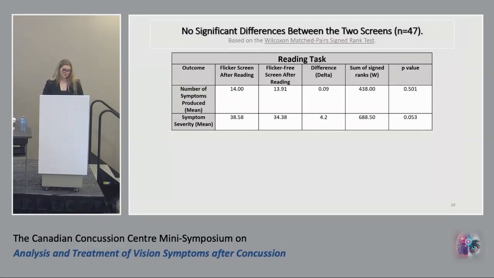When we did our statistical analysis to compare the differences in symptoms between the flicker screen and the flicker-free screen, unfortunately, we did not find any significant differences. However, if you look at the first column, that shows the symptoms in the flicker screen, and the second column shows the symptoms in the flicker-free screen. The flicker screen did yield a higher number and severity of symptoms, and the symptom severity was trending to be significant. We were pretty close. The p-value was 0.053. However, unfortunately, that is not statistically significant.